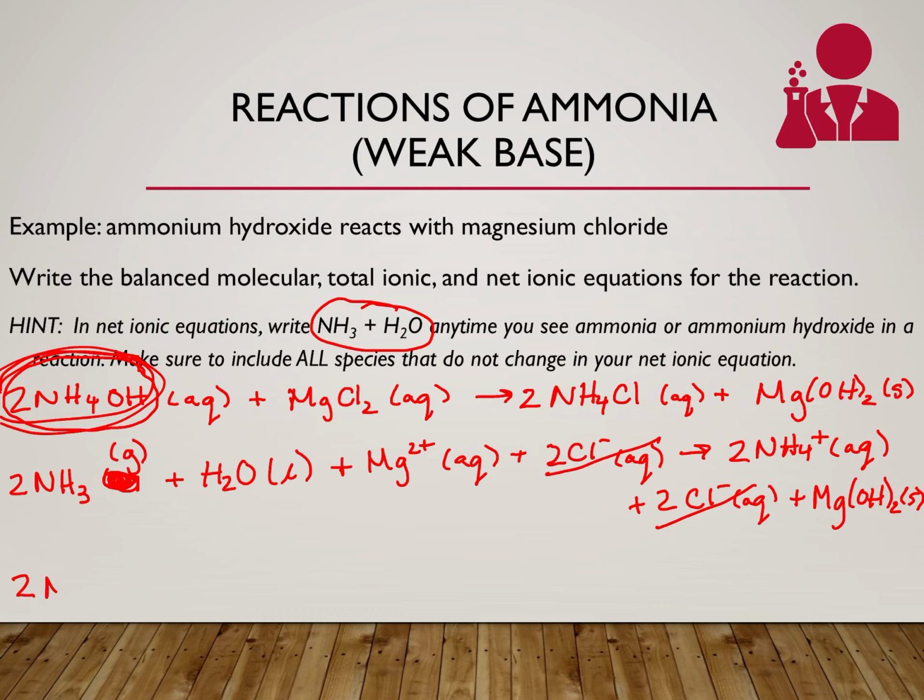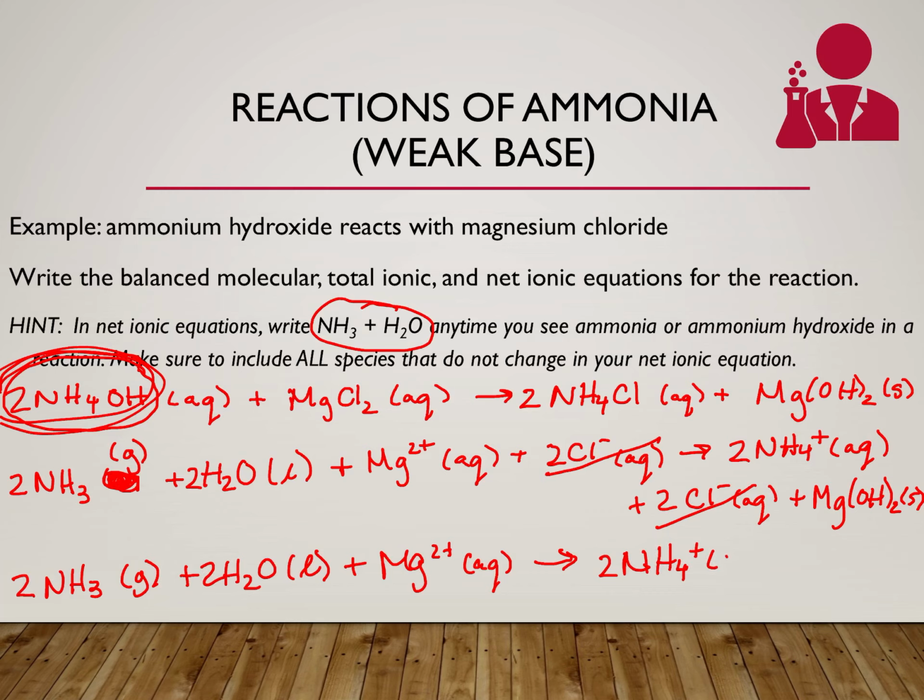So then our net ionic equation, we have our ammonia gas plus our water and our magnesium gives us our ammonium. Sorry, I missed a 2 up here in front of water a while back. Will give us our ammonium and our magnesium hydroxide. Okay, so again, the thing people do wrong here is that they split up that ammonium hydroxide incorrectly. So just keep that in mind as something you need to remember.